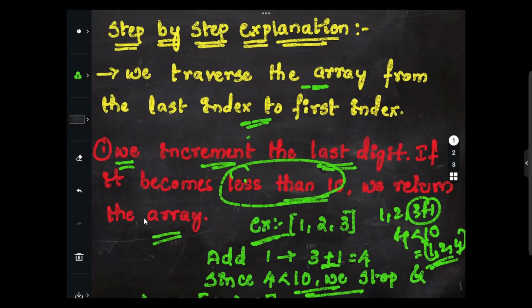This is the approach. These two steps also we have to keep in mind. If the digit becomes 10, we will set it to 0 and move to the previous digit. This we have to keep in mind. And the last one, if all the digits become 0, we will insert 1 at the beginning. I hope this is completely clear. So these are the three things you have to, at any cost, keep in mind, right? So this is the approach that we will be going with.